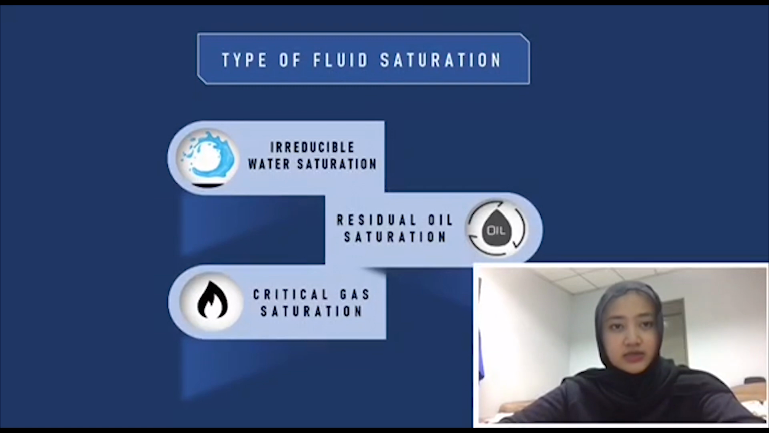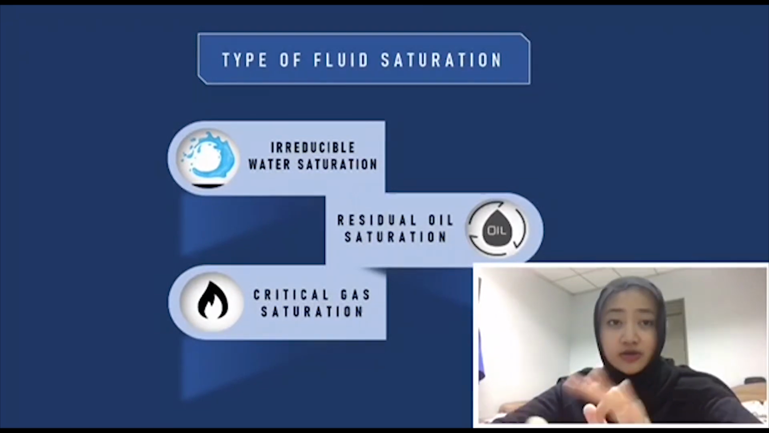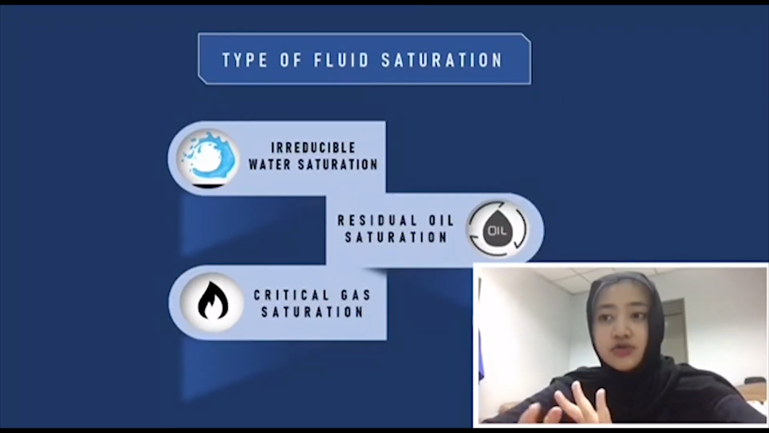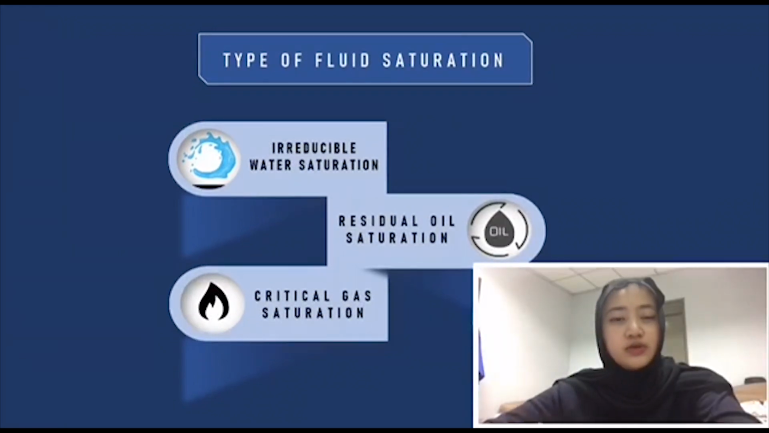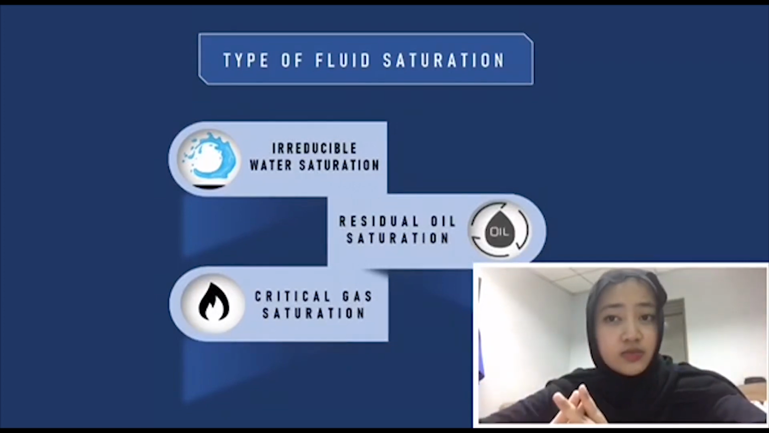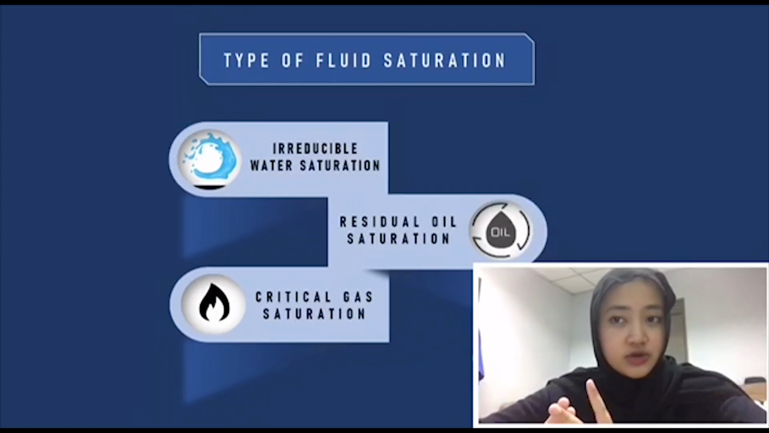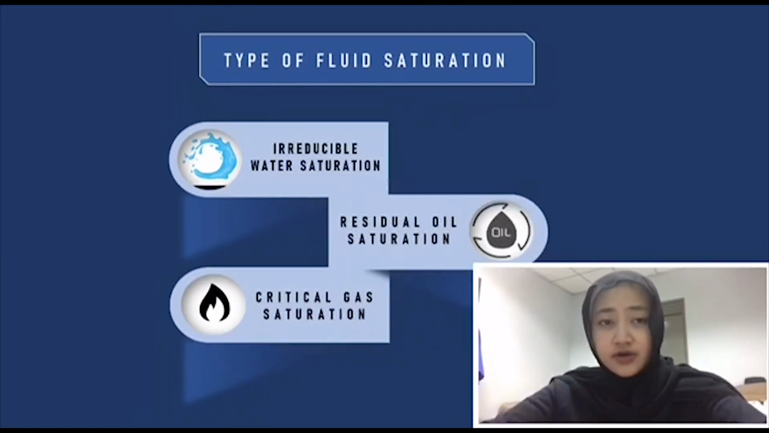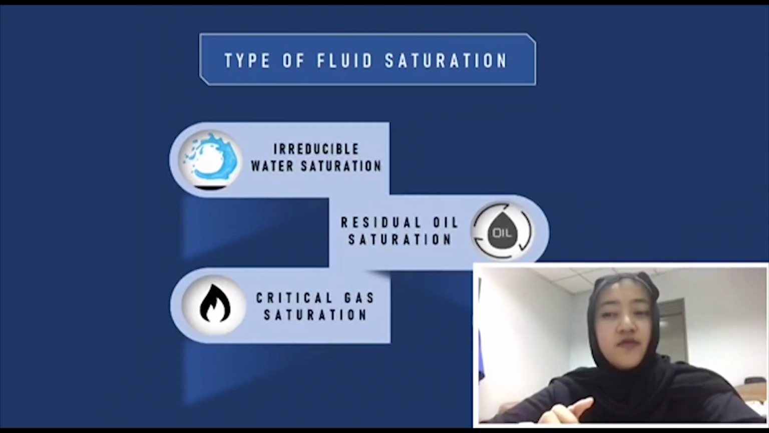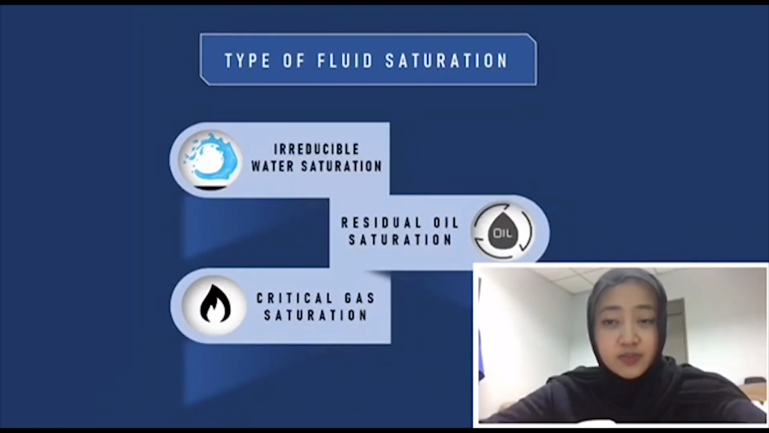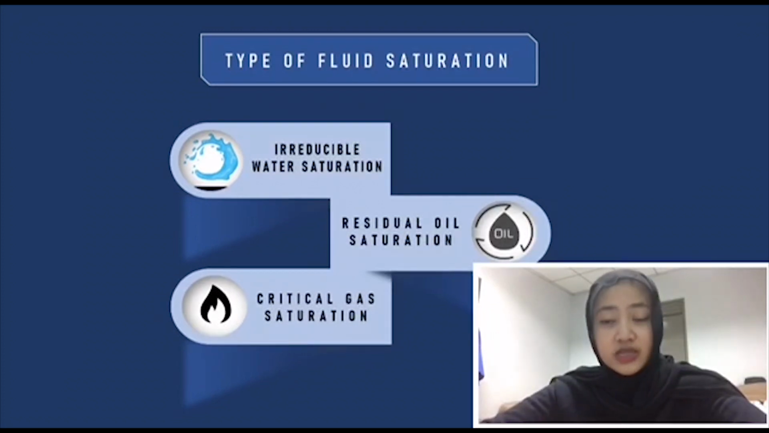This part is the types of fluid saturation. There are three types of fluid saturation, which are irreducible water saturation, residual oil saturation, and critical gas saturation. For irreducible water saturation, there are two other names commonly used, which are critical water saturation or connate water saturation. It defines the maximum water saturation that a formation of given permeability and porosity can retain without producing water, or the water phase remains immobile.